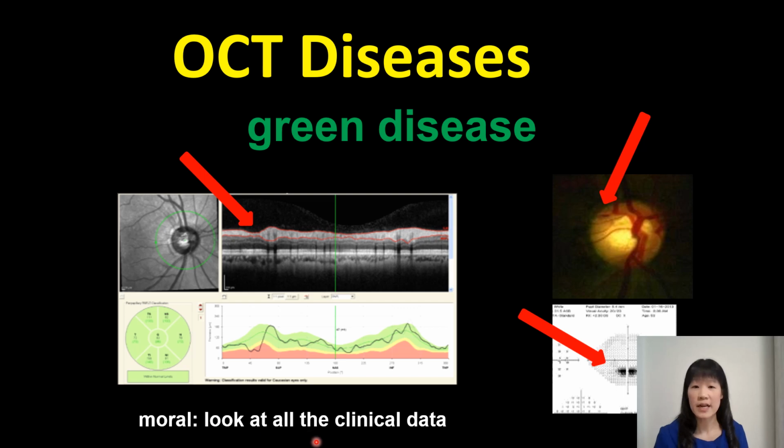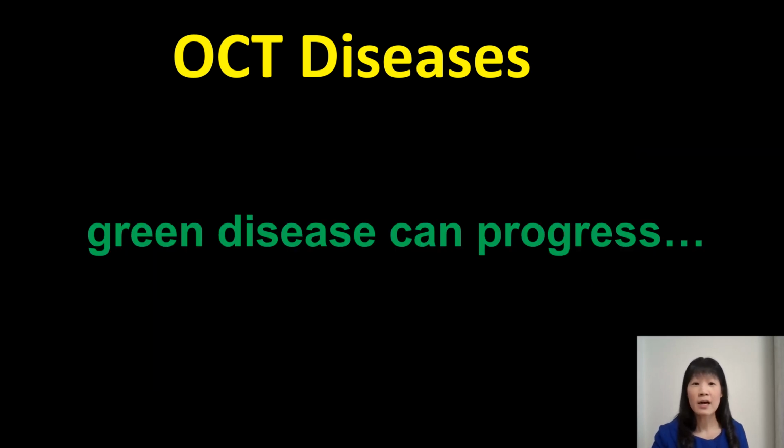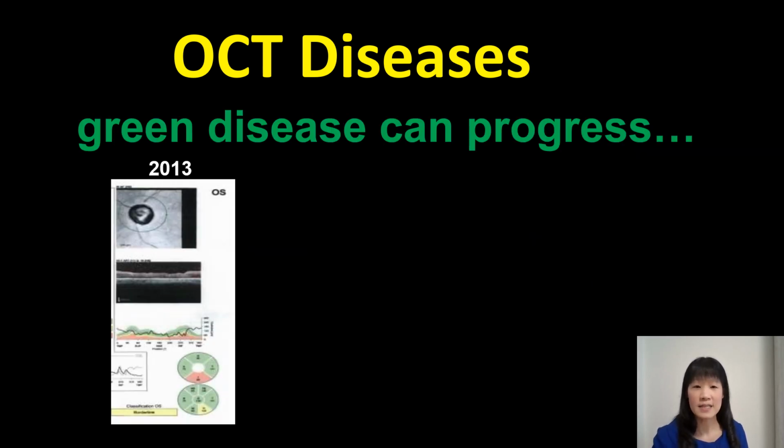So the moral of the story is look at all the clinical data. Do not miss a diagnosis of glaucoma, and do not miss the opportunity to treat this patient despite seeing green on the OCT printout. Like all diseases, green disease can progress.